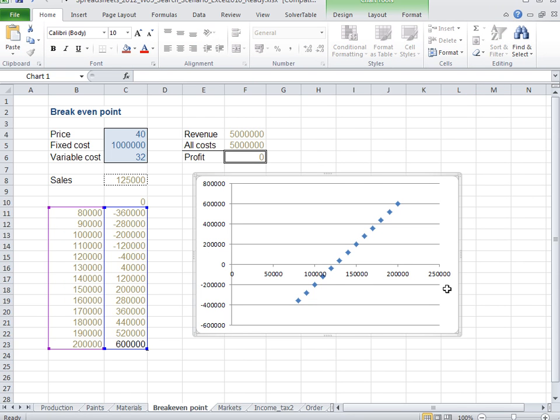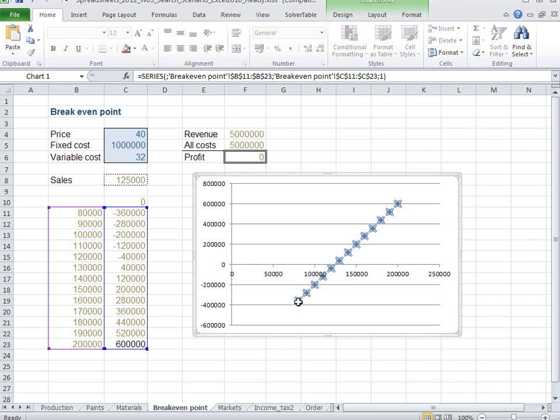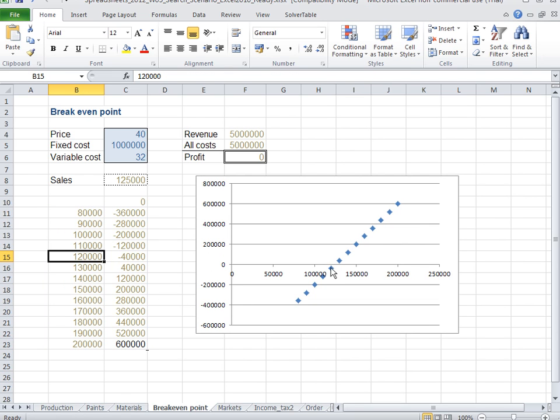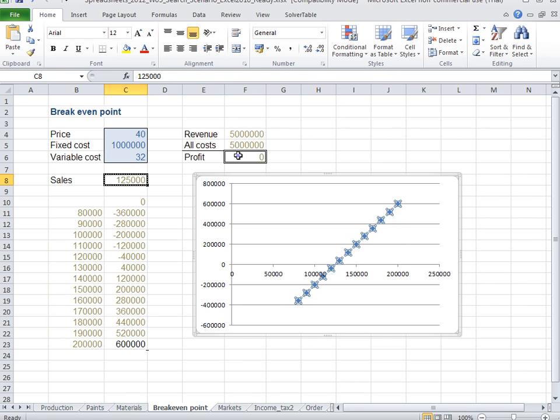And we will have 80,000 as a sales number. For that, a steep loss. Around 120,000, we're getting closer to profits, and at 125, as we know it already, we will get to profits.